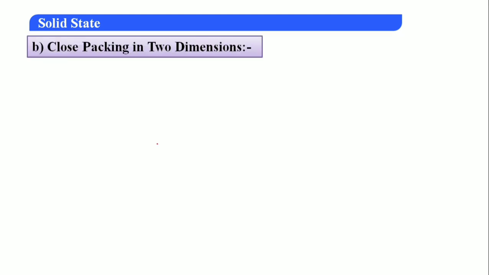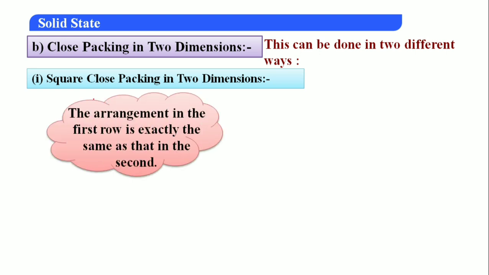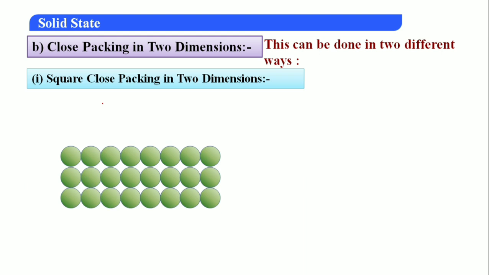Then the second one, close packing in 2 dimensions. In the case of 2 dimensions, remember, there are 2 different ways. One is square close packing in 2 dimensions. Another one is hexagonal close packing. In the case of square close packing, the arrangement in the first row is exactly the same as that of the second row. For example, you can see this is the first row and it is exactly the same as the second row, third row, fourth row, like this. This is nothing but square close packing.